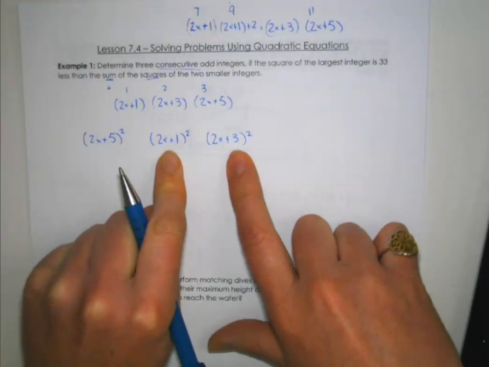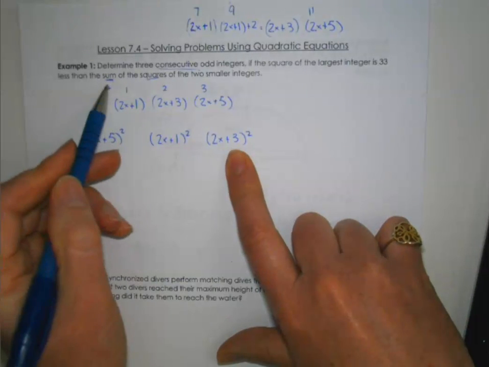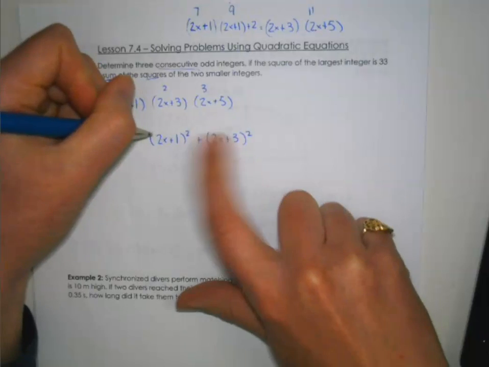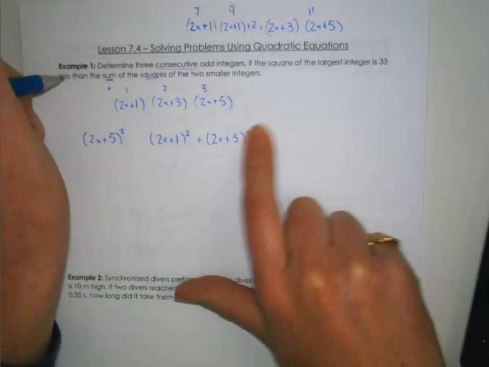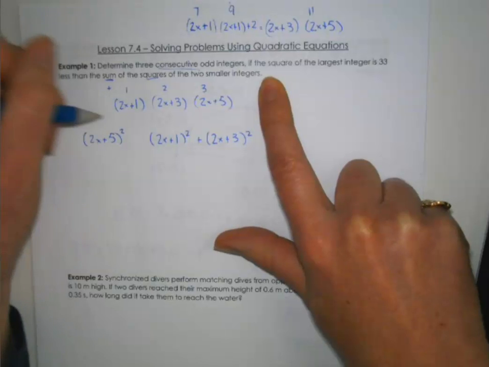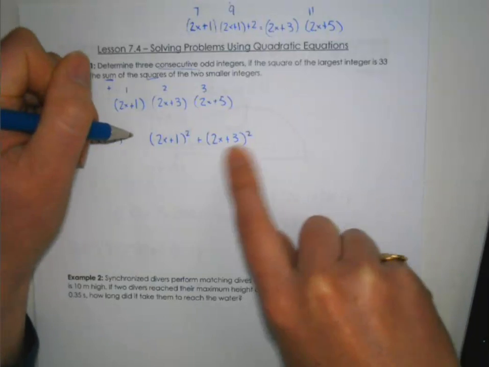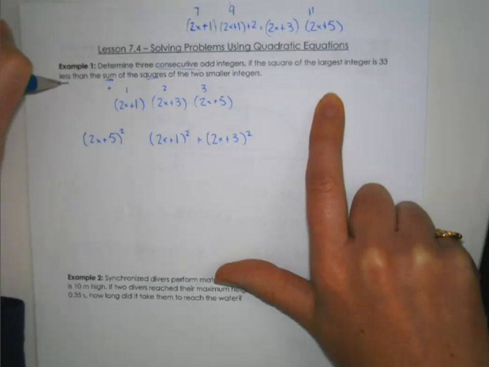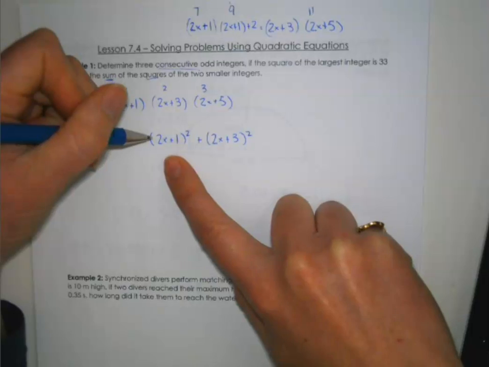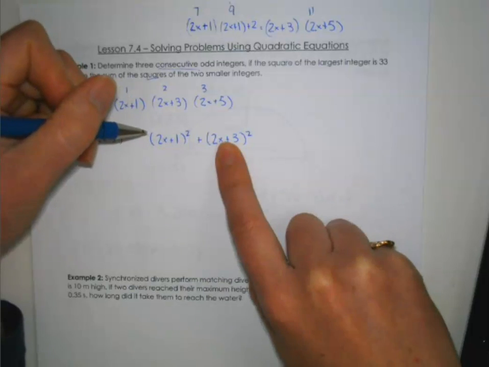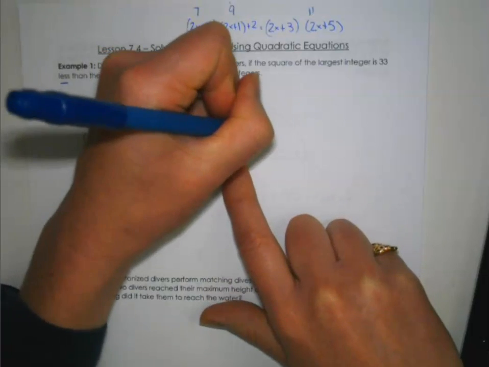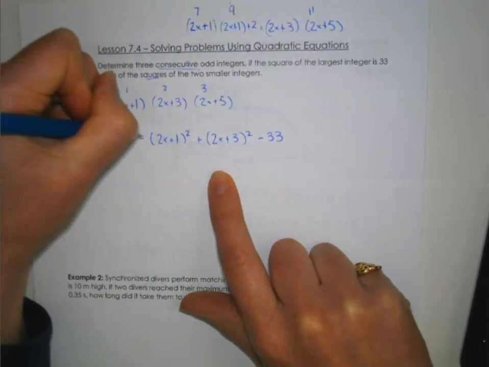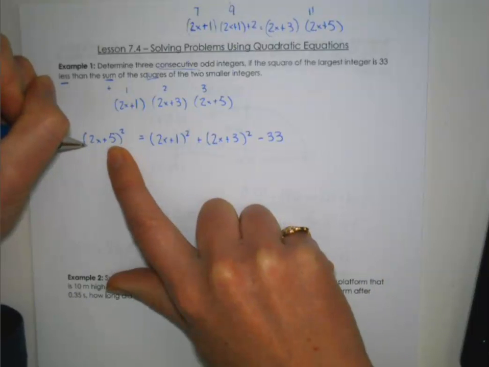So here we have the squares of our smaller integers, and we're worried about the sum of them. Sum always means addition. So if I add these two numbers squared together, the square of this is going to be 33 less than what this is. Less than, I know, means minus. So if I have these two squares added together and I subtract off 33, that value altogether is going to be equal to the square of the largest number.